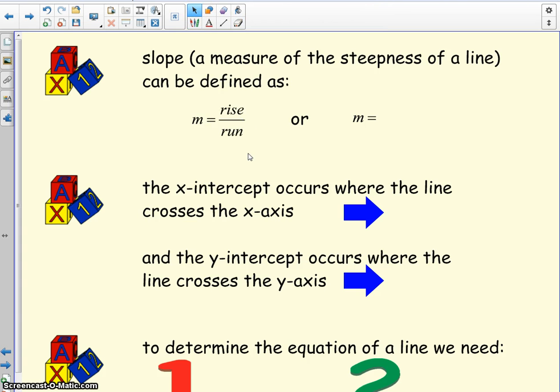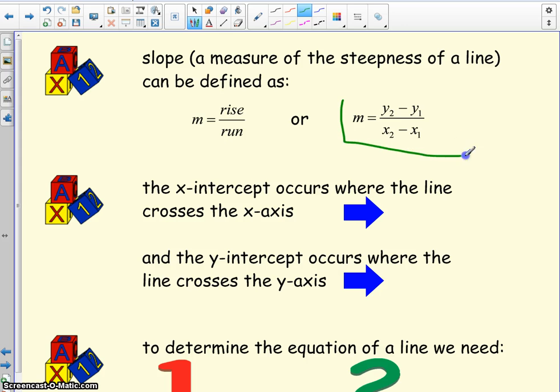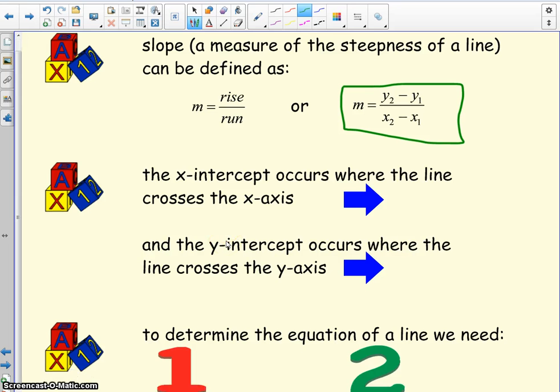Well, it's generally defined as rise over run, so how far the line goes up and down for every amount it moves over left to right. Or if you look at the rise as the change in y values and the run as the change in x values, you get this slope equation that you probably used a lot last year in grade 9. We'll practice using that in a couple of examples. So the x-intercept, if you look at any line, occurs where the line crosses the x-axis. The y-intercept occurs where the line crosses the y-axis.